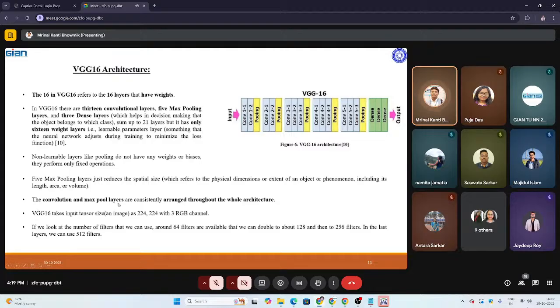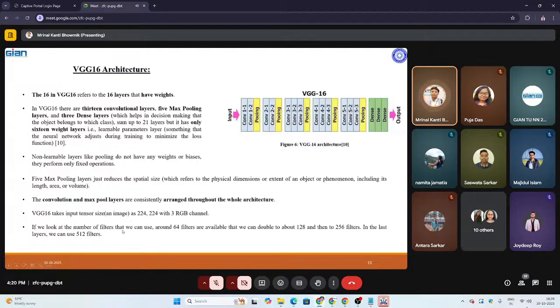The convolution and max pool layers are consistently arranged throughout the whole architecture. VGG16 takes an input tensor size of 224 by 224 with 3 RGB channels. As in the previous slide, we already saw how it takes the input image size: image height would be 224, image width should be 224, and with 3 RGB channels.